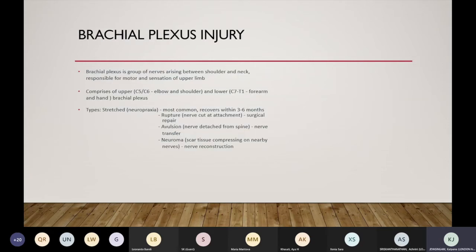So the other risk of shoulder, sorry, there's another question here. Yeah. What is the difference between episiotomy and tear in terms of the level of injury?